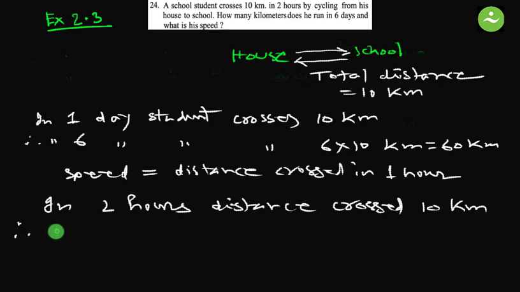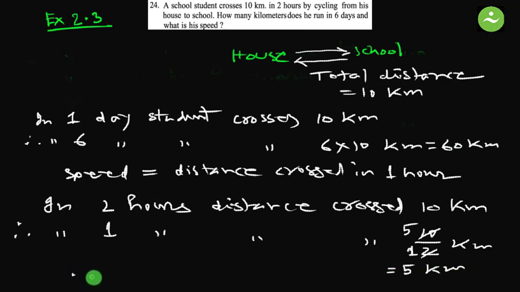Therefore, in 1 hour distance crossed will be less. So we divide by 2. So 10 by 2 kilometers. If we simplify and divide both by 2, it will be 5 and this will be 1. That means 5 kilometers. Therefore, we can say speed is 5 kilometers per hour.